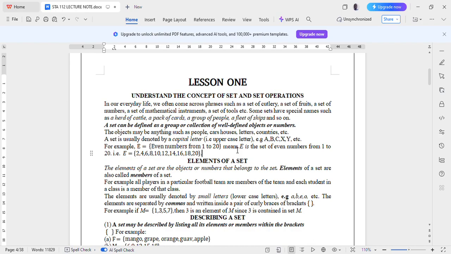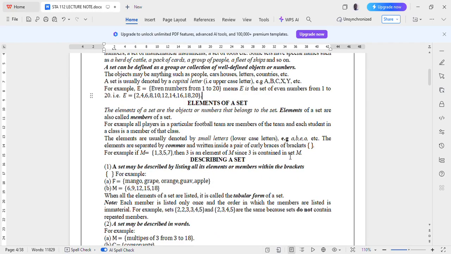It's just like if you want to write your name. It is grammatically wrong to start a proper noun with a small letter. It is wrong. So also for a set. Now, the elements of a set. What are the elements of a set? The elements of a set are the objects or numbers that belong to that set. In a nutshell, elements of a set are the members of that set.